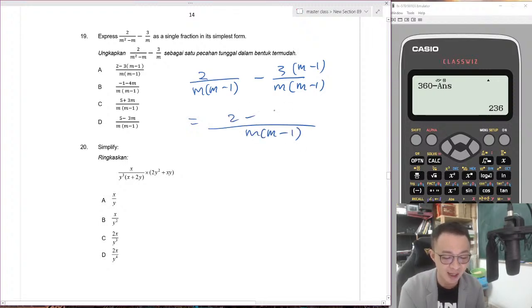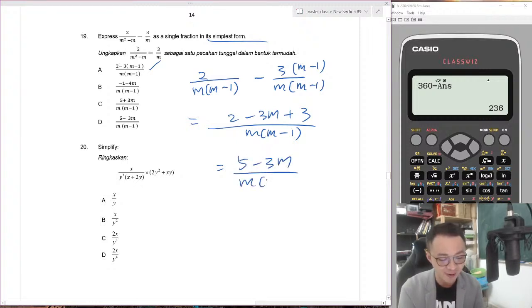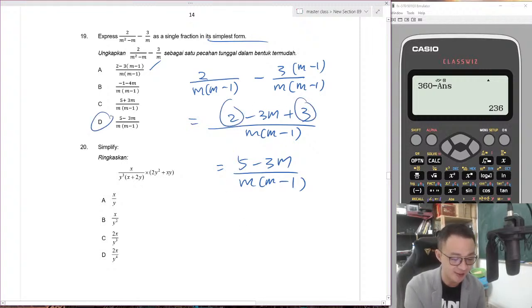This is 2 minus 3m and then plus 3. So this one, you can leave like that. Okay, no need. Simplest form. No wonder A is not the simplest form. This is the reason why. So this is 5 minus 3m over m minus 1, because 2 plus 3 equals 5, right? So I guess simplest form should be this one.